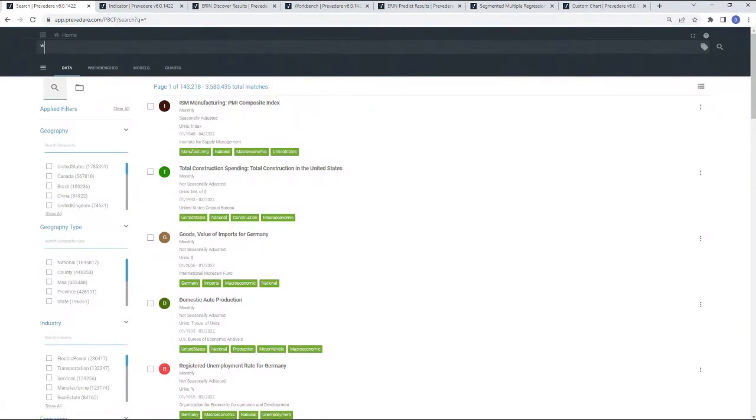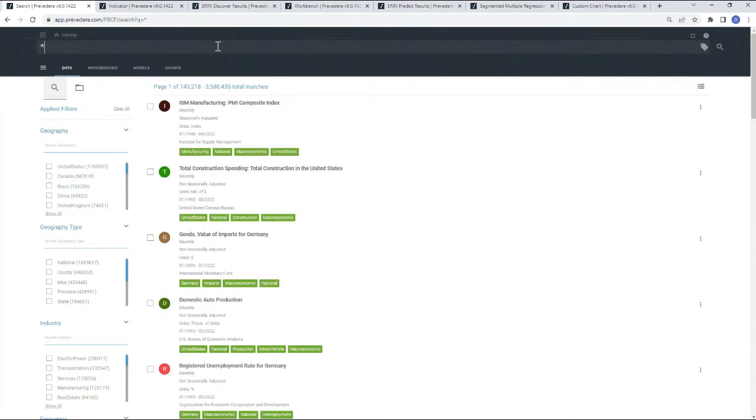Okay, so let's first start with Prevedere's Global Intelligence Cloud. As I mentioned before, this is a data warehouse of millions of different time series data sets. They are global. We are gathering data from pretty much every country around the world. This data is validated, it is vetted, it is sitting here ready for use in predictive models. It is routinely updated every single night.